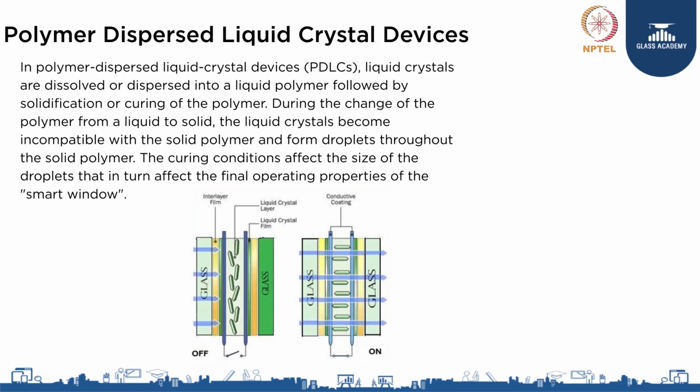The other kind of devices are polymer dispersed liquid crystal devices. In polymer dispersed liquid crystal devices, liquid crystals are dissolved and dispersed into a liquid polymer, followed by solidification or curing of the polymer. Just like the previous one, here also when we apply the voltage, the crystals align and they allow the light to pass through.